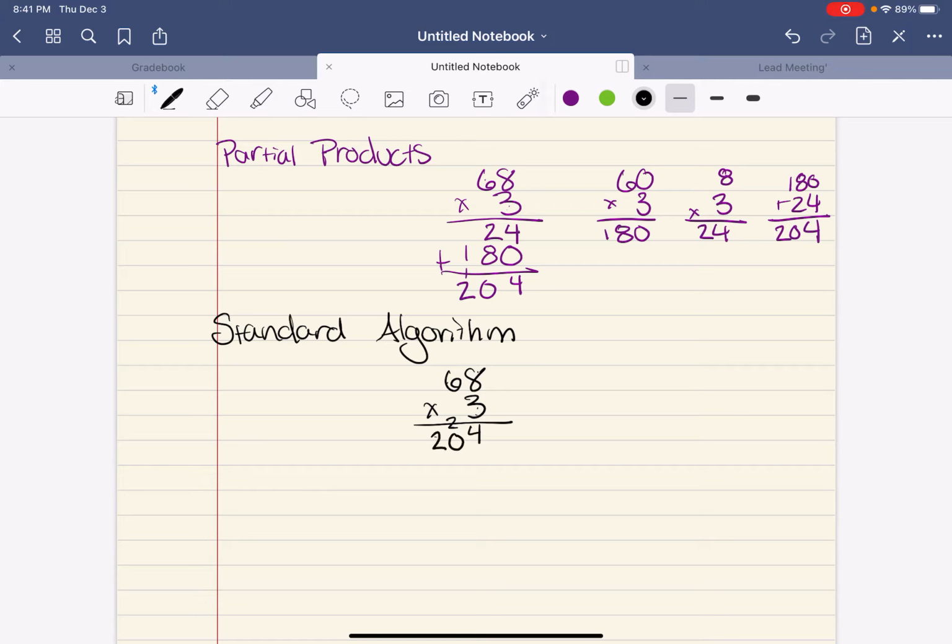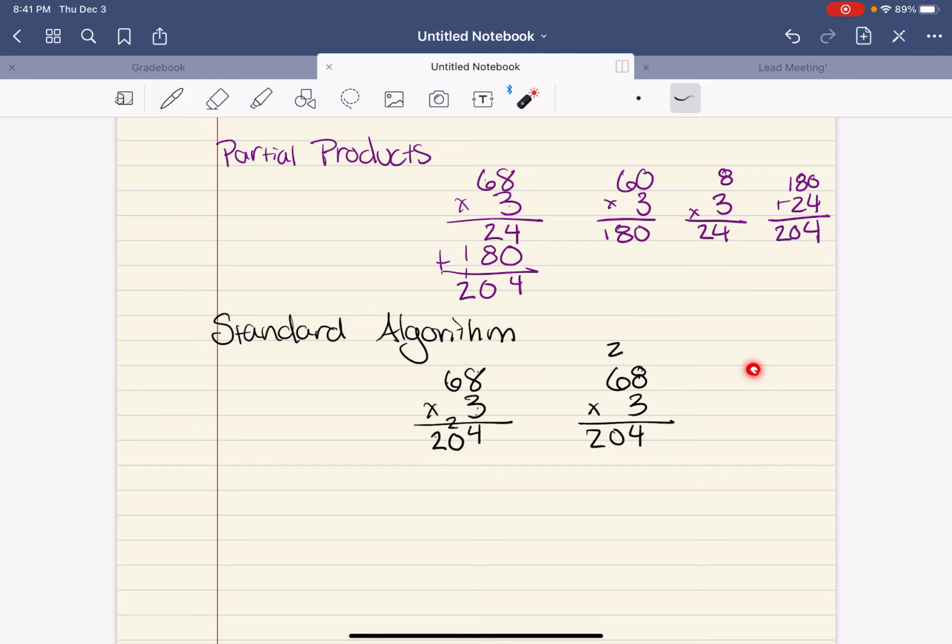Okay, so there's our standard algorithm. Now, you can also do the standard algorithm with carrying over top instead of on the line, and carry your 2 up here and do 20. Either way, this would be fine as long as you are showing me that you have carried a number.